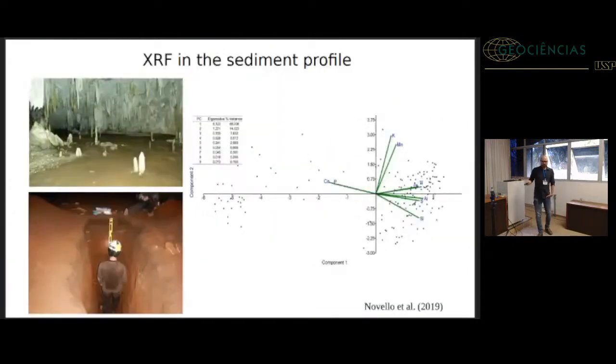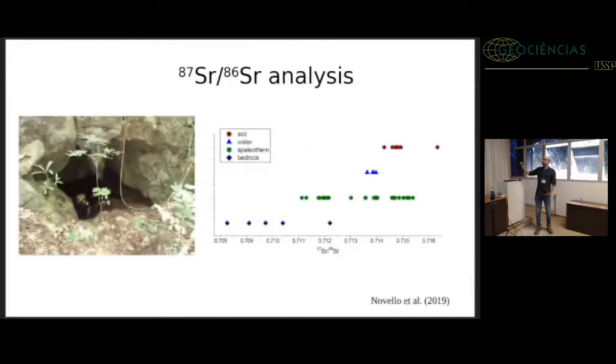We did the XRF in the sediment, just to understand the source of the sediment. We find two groups of elements. One group relates more with clastic deposition, and another group relates more to chemical compounds, like more organic compounds, like phosphorus, for example. I will explain in a couple of slides why I'm presenting this, okay?